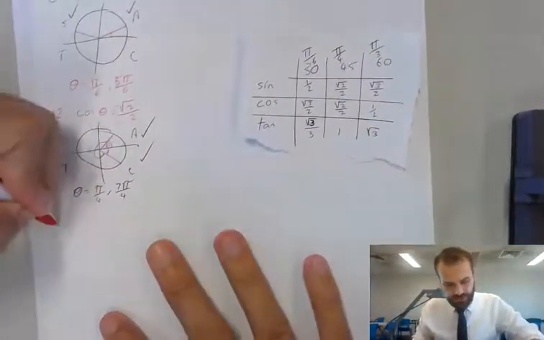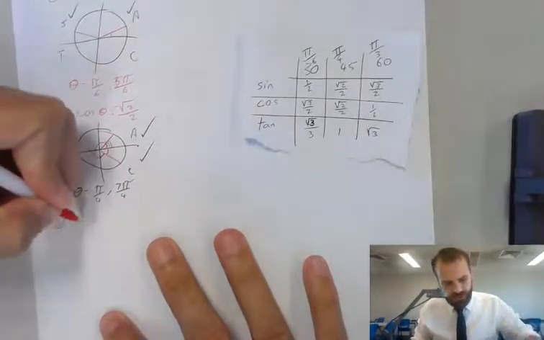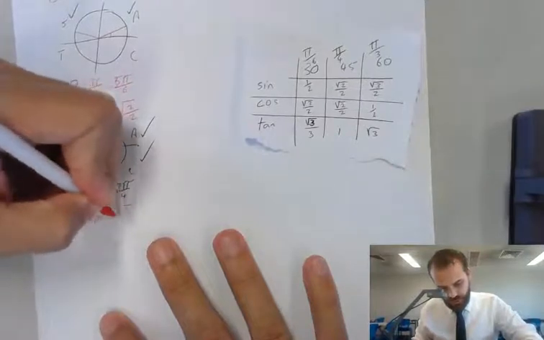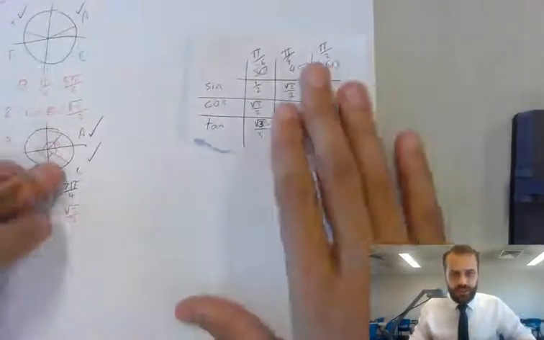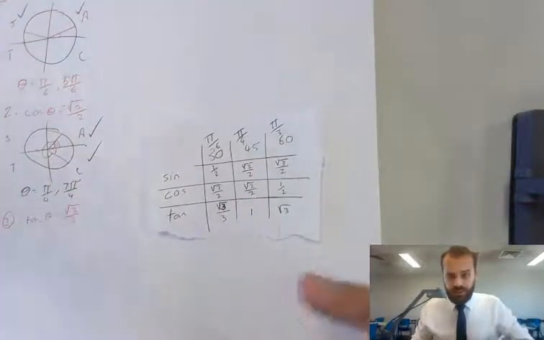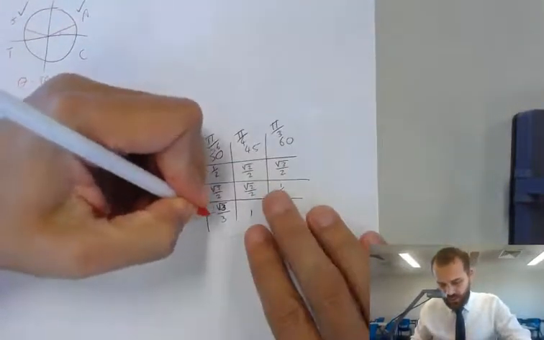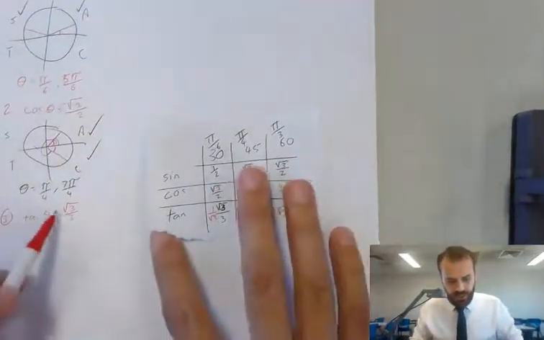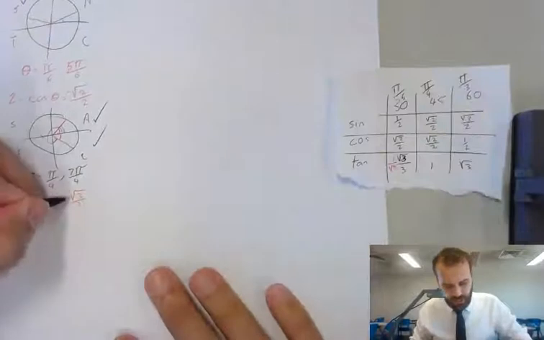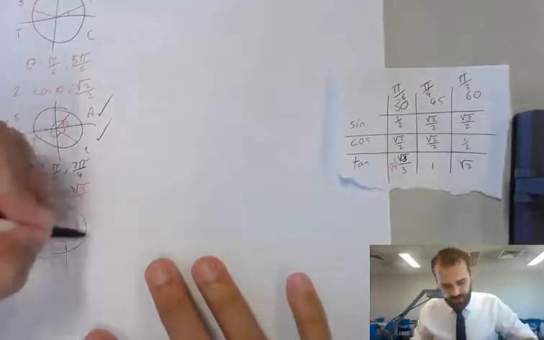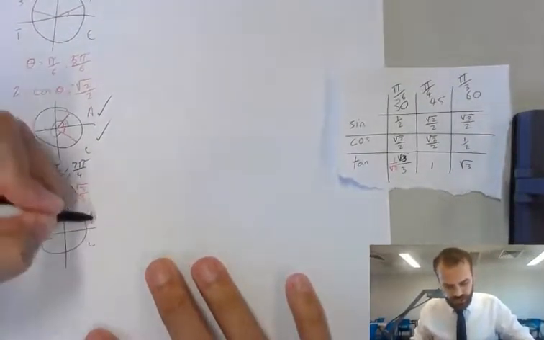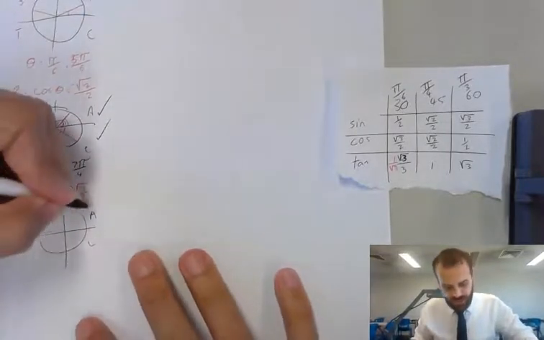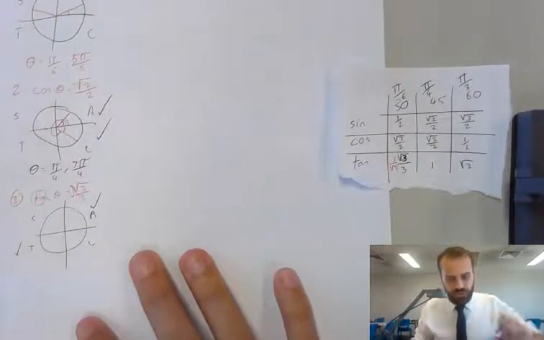Question 3. Tan theta equals root 3 on 3. Now you might be looking at root 3 on 3 and going, what's that? That's the same as 1 on root 3. They're identical, so it doesn't matter. Okay, tan theta equals root 3 on 3. Again, it's a positive question. So when I draw my circle, C-A-S-T, it's a tan question. So it's going to appear in this quadrant and this quadrant because it's positive.